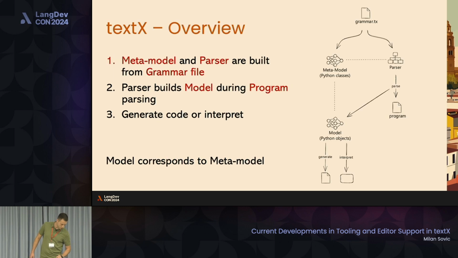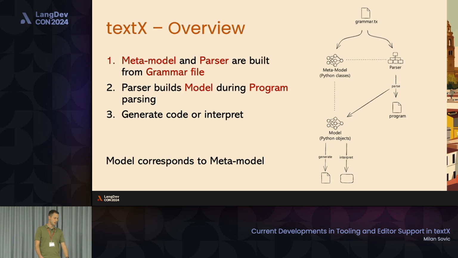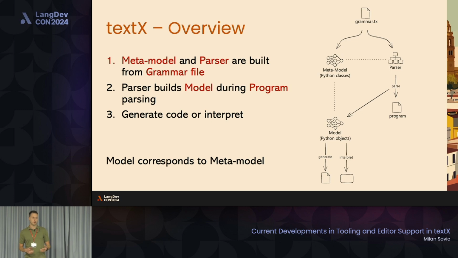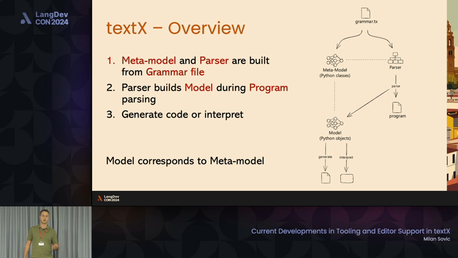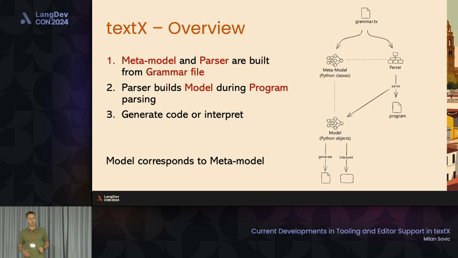So let's explore how it works. First, we use textX to define the grammar of our new language, usually in a file with extension .tx. Then textX will build a meta model and parser for us. Then the parser will parse expressions of our program and generate a model on the fly. A model is a graph of Python objects, which are actual instances of Python classes from the meta model. Then we can choose that we want to generate some code from that model or we want to write some kind of interpreter.